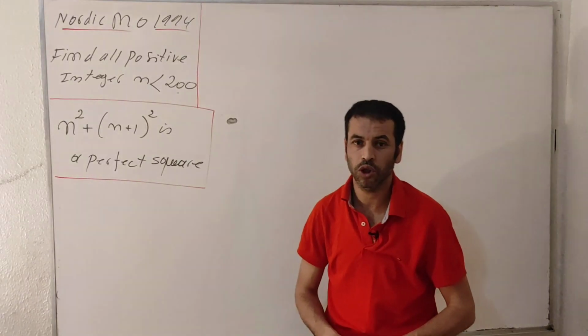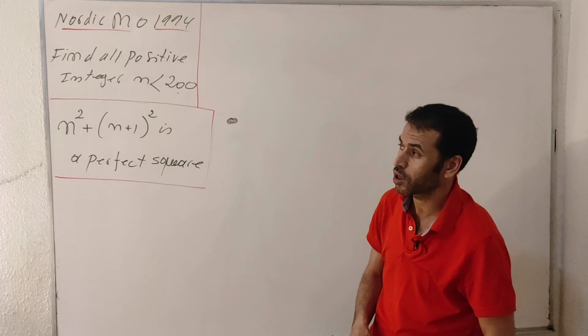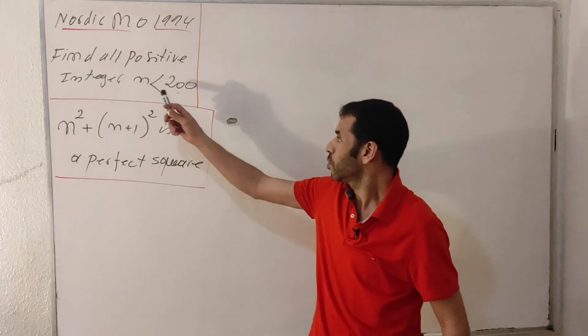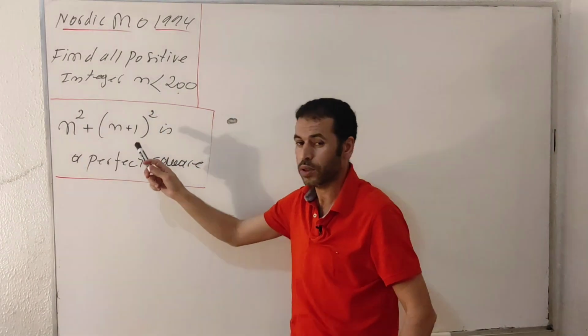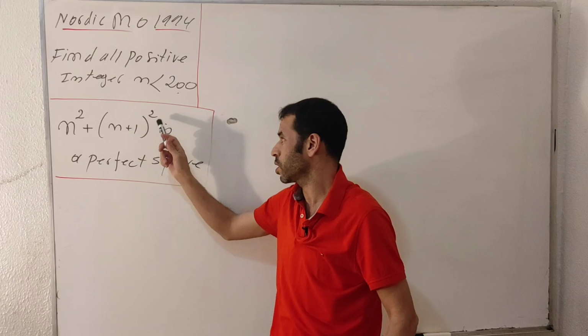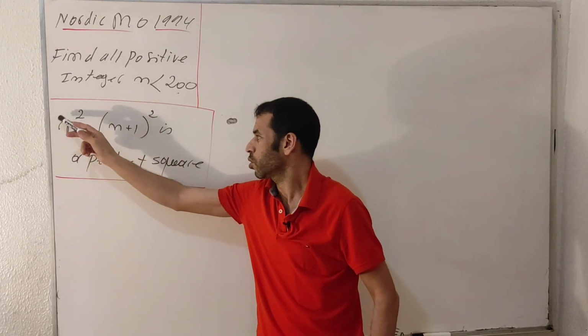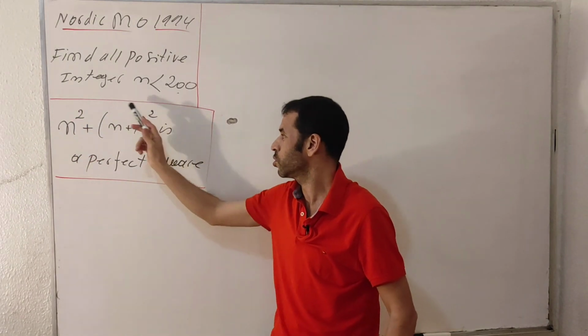In today's video, I would like to introduce a very nice problem of the Nordic Mathematical Olympiad, edition 1994. Here is the following information. Find all positive integers n strictly less than 200 such that n squared plus (n plus 1) squared is a perfect square.